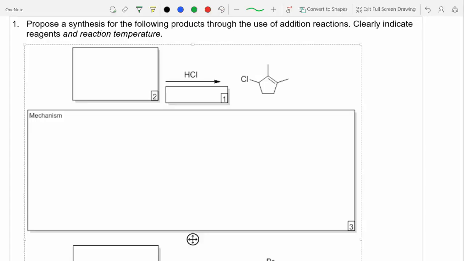Raise your hand if you think you got it now. A couple more people. All right, I'll give you guys another minute to work on this, and then we'll try to work through this as a class.